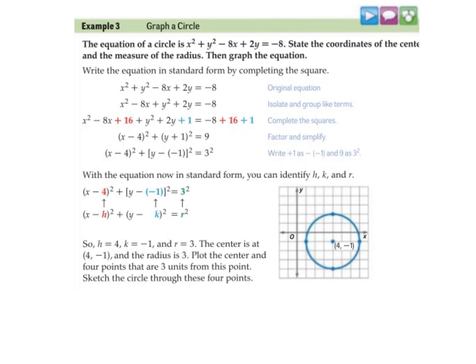So let's have a look at example 3. Now we've got something slightly different. As you can see from what they've given you, you've got the x squared and y squared, but you've now got an extra part as well as your radius. Okay, so the first thing you've got to do is write it out as it is. So x squared plus y squared minus 8x plus 2y equals -8.